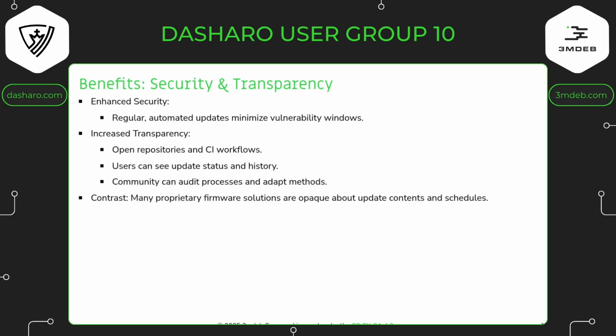The benefits of this are enhanced security. We get regular automated updates that minimize vulnerabilities. We have increased transparency because the repositories are open and the CI workflows are open and the pull requests are publicly available. Users can see the update status and history, and the community can audit our processes and adapt our methods for their purposes, or maybe submit some improvements for us.